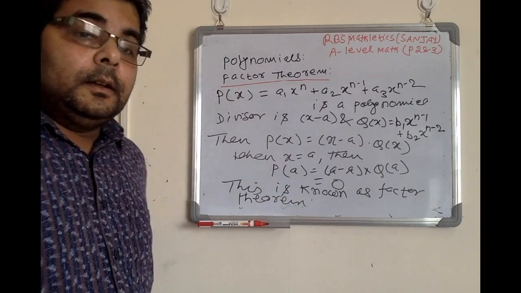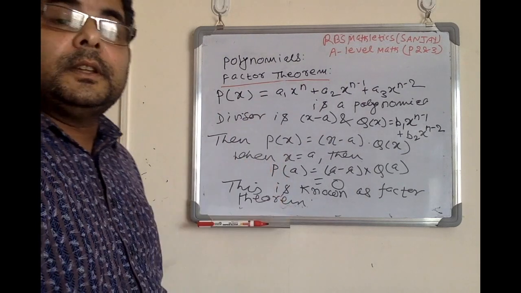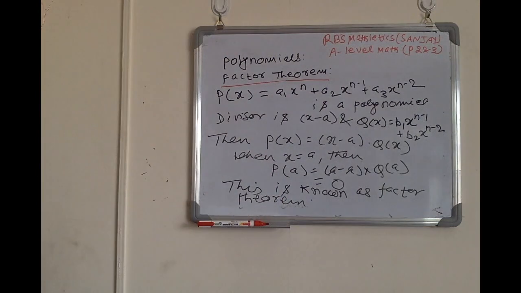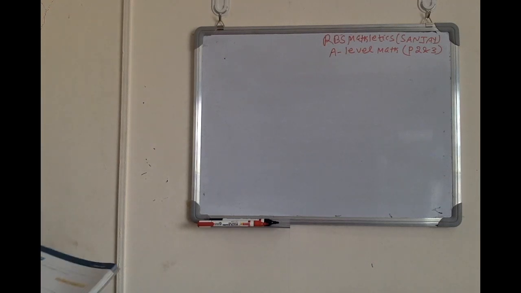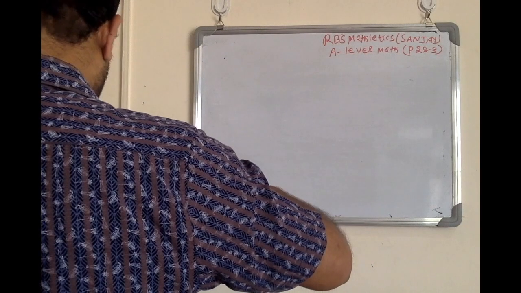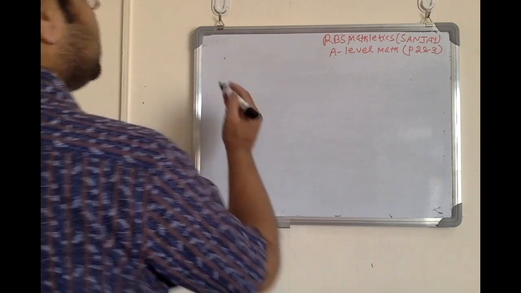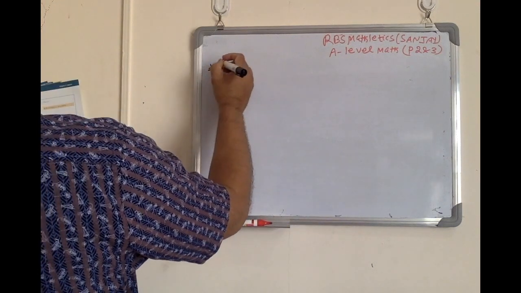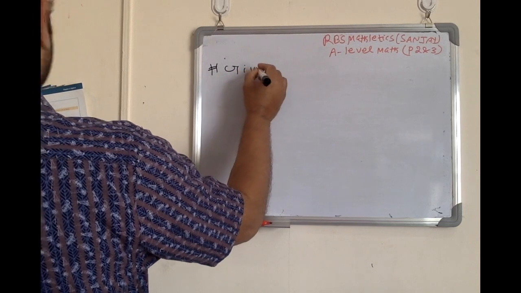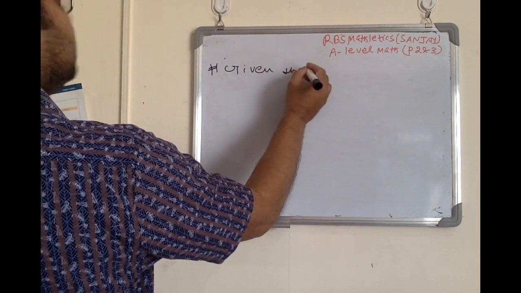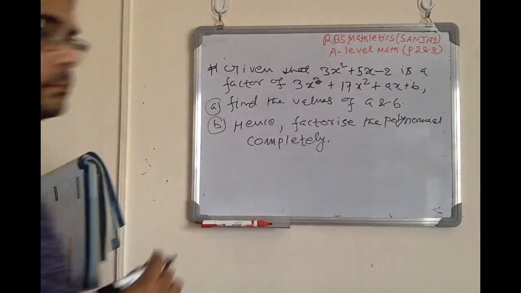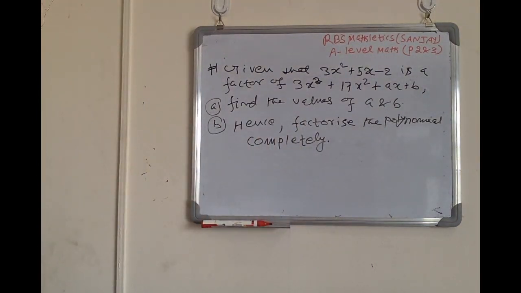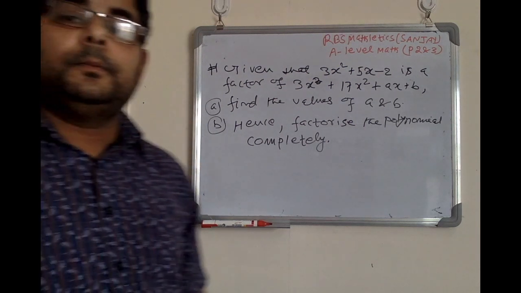Okay, I will now do one example based on this factor theorem. So let me clear it off first. Now I am taking one reference example from the book. So this example states that, you can see here, given that completely. Okay, now you can make a note of this question. Once again, I am going to read it out.